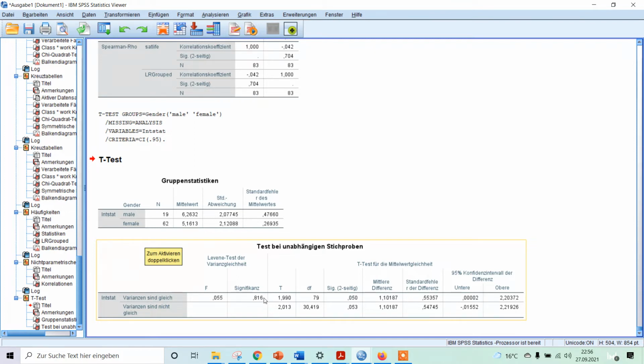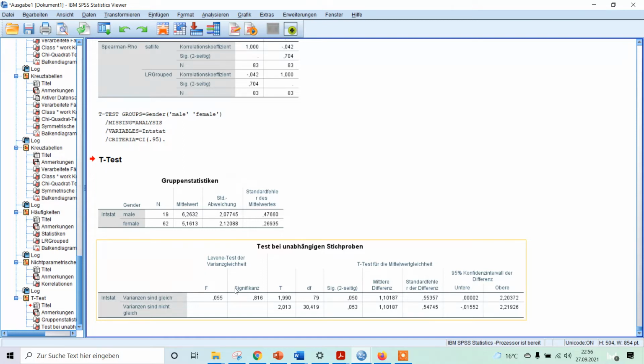So that means the null hypothesis of the Levene test is that there are no differences in the variance. And obviously we cannot refute this null hypothesis, so we can assume that we have the same variance in both groups, so we can interpret our t-value here. And here we see it's exactly 0.05. So it's just significant.